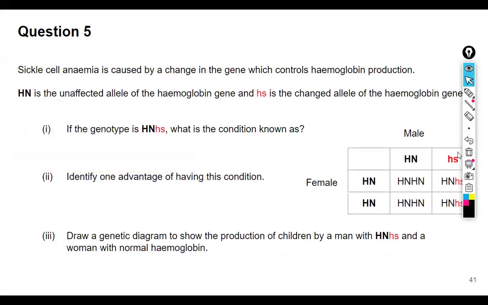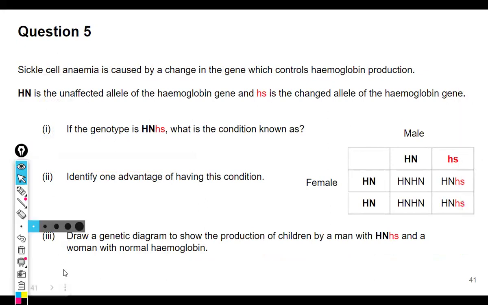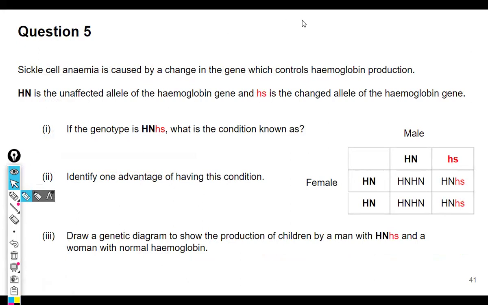Right. So, this is a structured question. I can't remember which year this is, but let's go through this one. Sickle cell anemia is caused by a change in the gene which controls hemoglobin. According to this question, they name the gene with two letters. So capital H, capital N is one gene. They didn't use one letter. I don't know why they're using two letters.